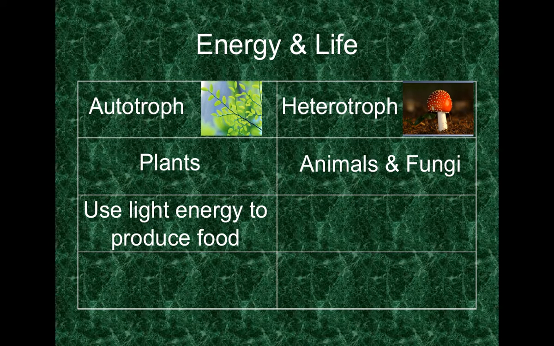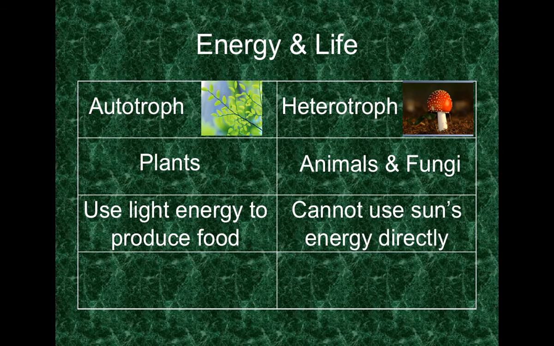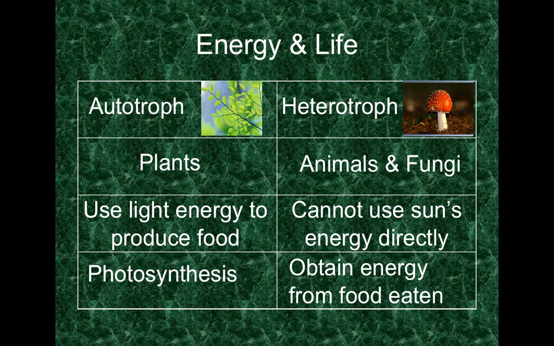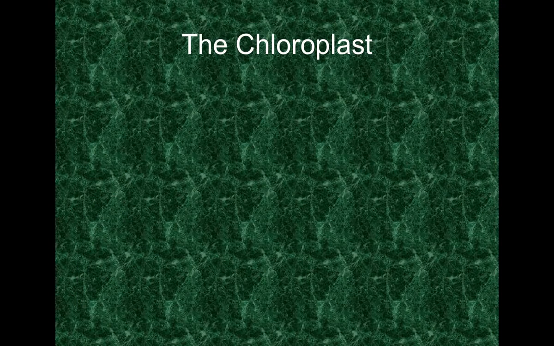Autotrophs use light energy to produce food, whereas heterotrophs cannot use the sun's energy directly. That's because autotrophs use the process of photosynthesis, whereas heterotrophs obtain energy from the food that they eat. So we're going to deal first with the autotrophs and the processes that they undergo to produce the food from light energy. And that involves a specialized cell organelle called the chloroplast.